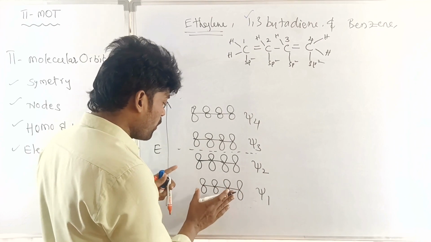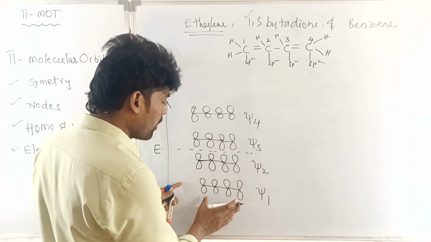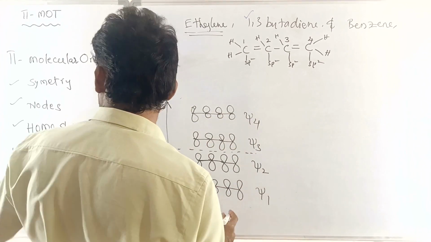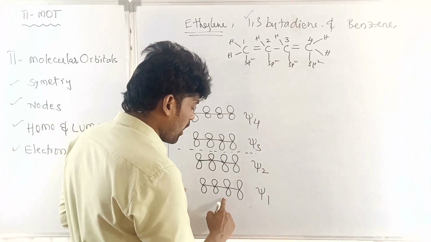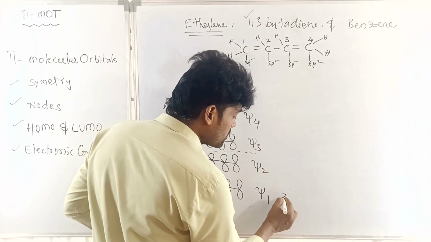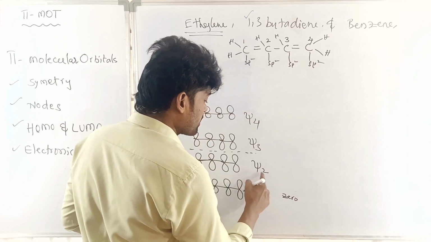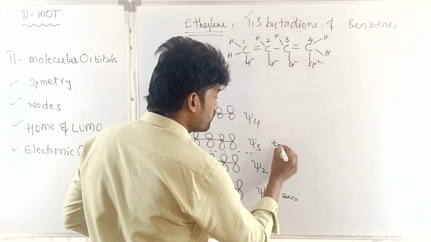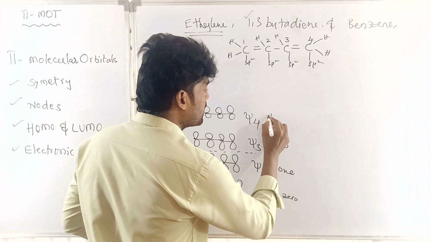If you want to draw the structure easily, you have to remember this logic: first remember the nodes, always. For psi1, 0 nodes will be there. For psi2, 1 node will be there. Psi3, 2 nodes will be there. Psi4, 3 nodes will be there.